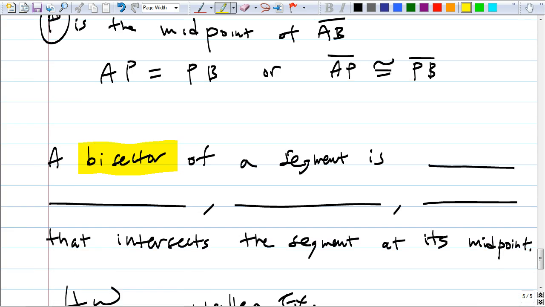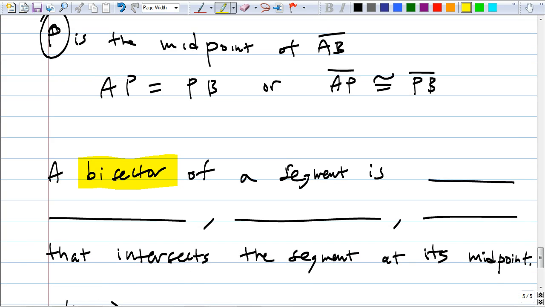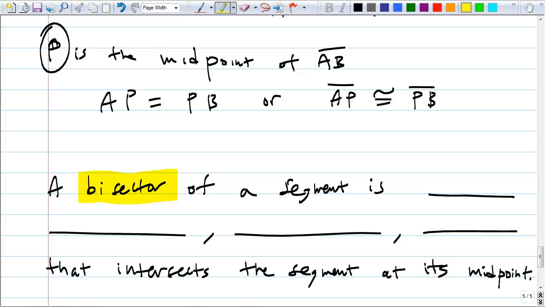Now, a bisector of a segment is something that intersects the segment at its midpoint. So does anybody know? Now that we talk about midpoint, what do you think? What does a bisector do? Anybody? Like you're bisecting something. What does that mean?